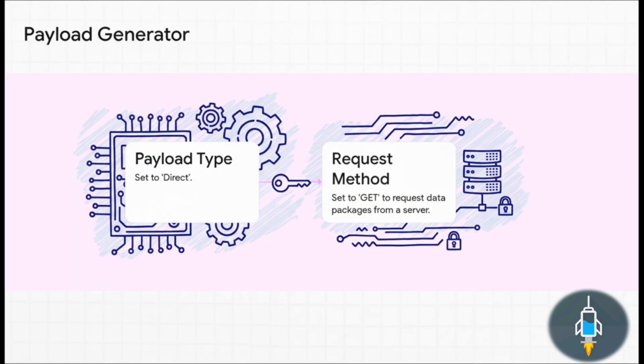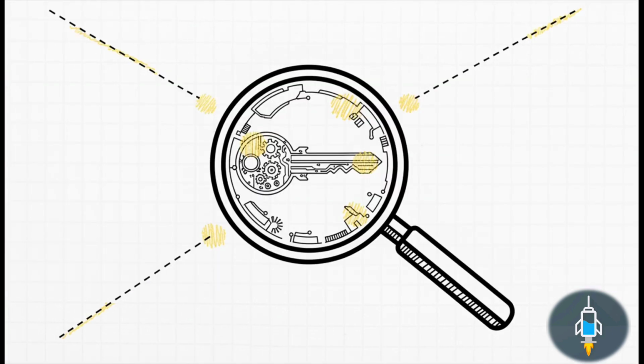Okay, so once you're inside the app's payload generator, there are two really important settings we've got to start with. First, we set the payload type to direct, which matches the choice we made earlier. Easy enough. Second, we set the request method to GET. All this does is tell the server we want to request data, which is exactly what we need. Okay, we've got the foundation laid, but now we're getting to the heart of it. You're going to want to pay close attention here, because these next three options are kind of the secret sauce for creating a super stable and reliable connection.